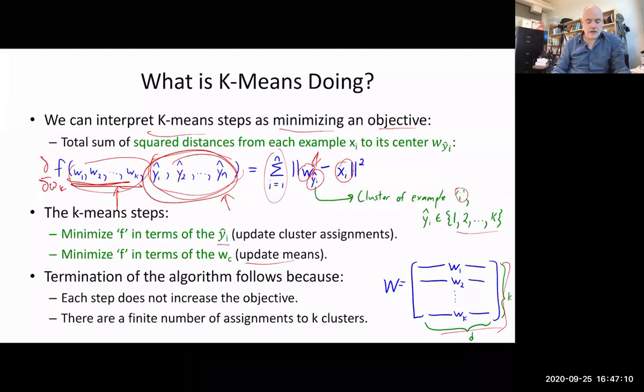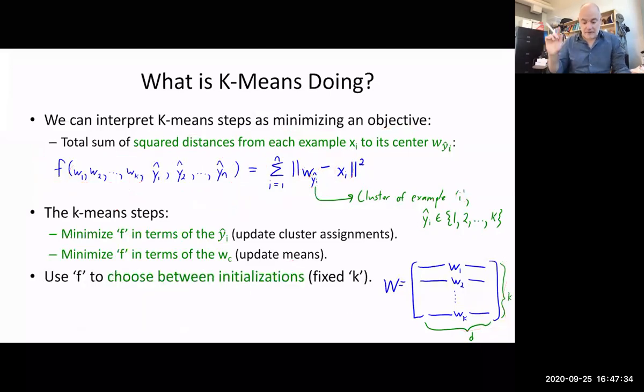So the fact that the algorithm terminates follows because no step increases the objective, right? And there are only a finite number of possible assignments to k clusters. So pretty much that's the proof sketch of the termination of k-means, the algorithm we're talking about.